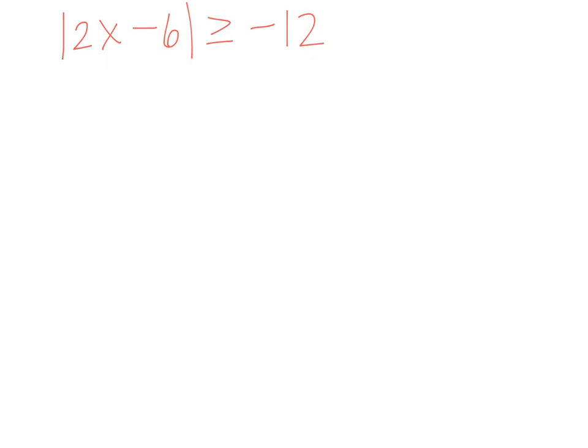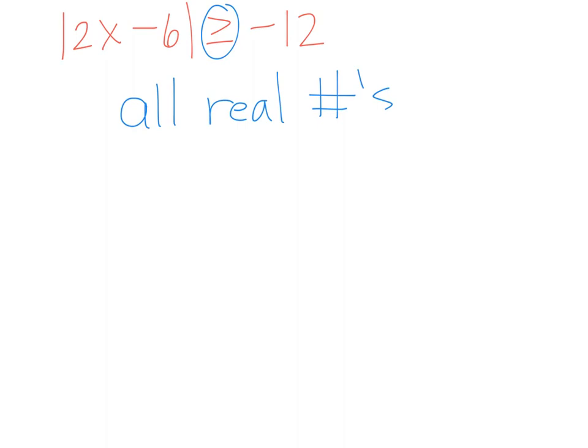And the other one that I want you to watch out for is when you have an absolute value that's greater than a negative. So remember we said if the absolute value started out less than a negative, it would be no solution. But since all absolute values will be positive, then if it's greater than a negative, the answer is all real numbers. It means all numbers will be greater than a negative. Everything that we put in for x will make the absolute value positive, and all positives are greater than all negatives. So greater than a negative is all real numbers.